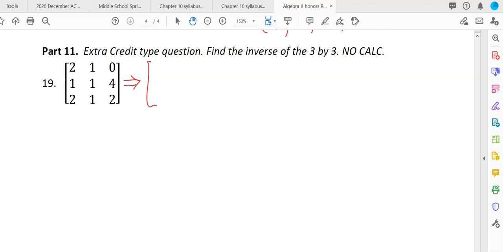2 times 1 is 2, minus 4 is negative 2. Top middle would be 2 minus 8 is negative 6. Top right would be 1 minus 2 is negative 1. I hope I'm doing this right. 2 minus 0 is 2. 4 minus 0 is 4. 2 minus 2 is 0. And bottom left would be 4 minus 0 is 4. 8 minus 0 is 8. And this would be 2 minus 1 is 1.